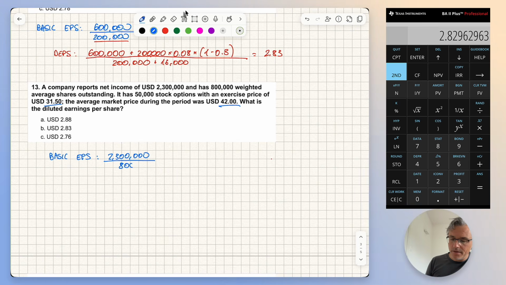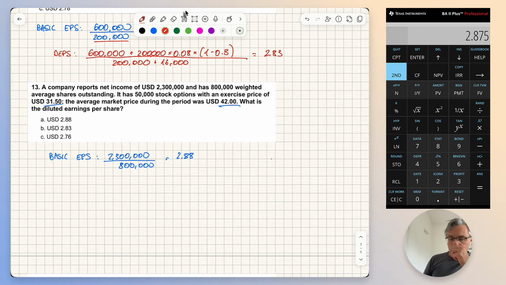2,300,000 divided by 800,000. Let's see what that is. Obviously, I took the figure for net income and divided by the number of shares outstanding, 2.88.